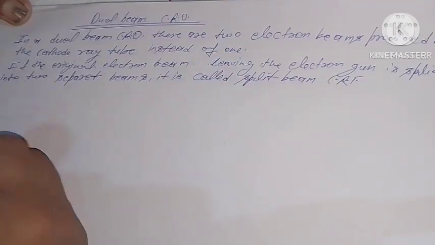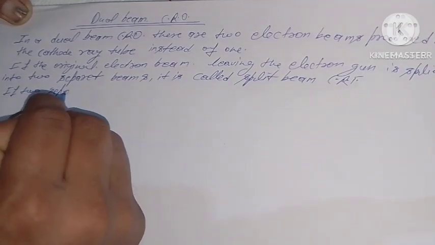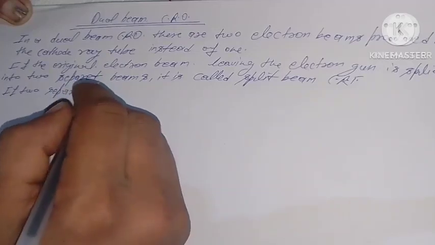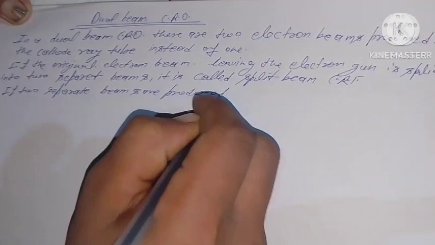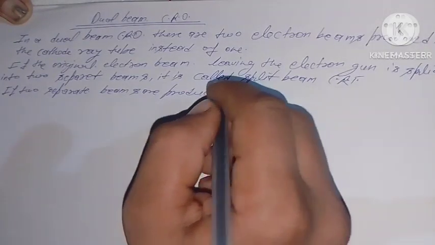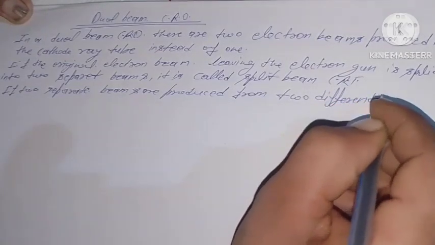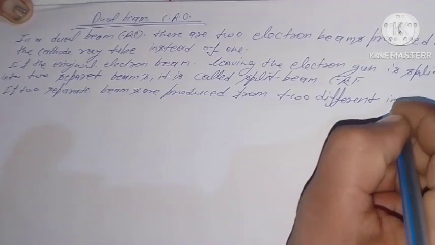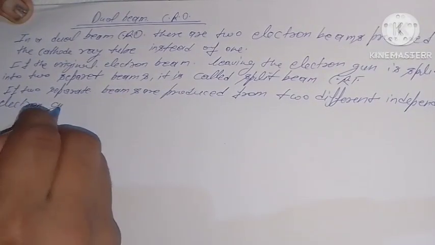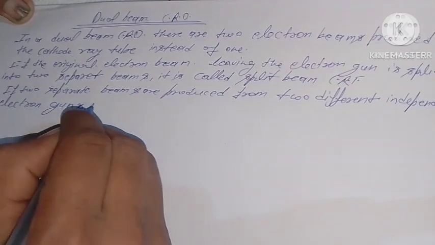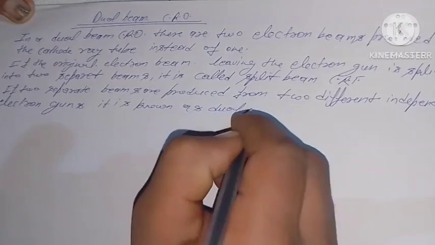If two separate beams are produced from two different independent electron guns, it is known as dual gun CRT.